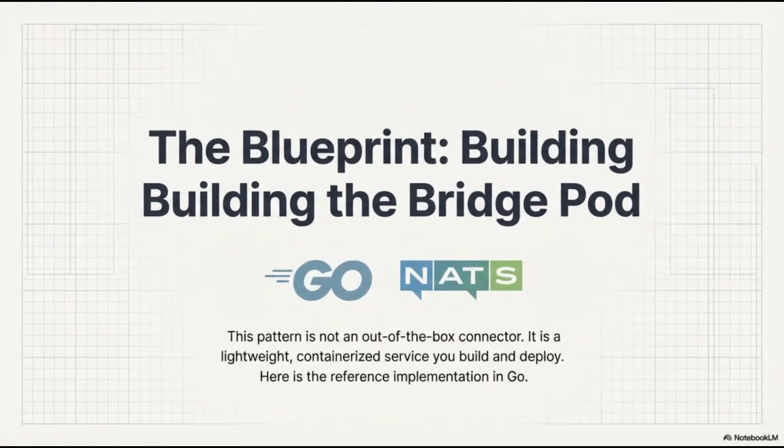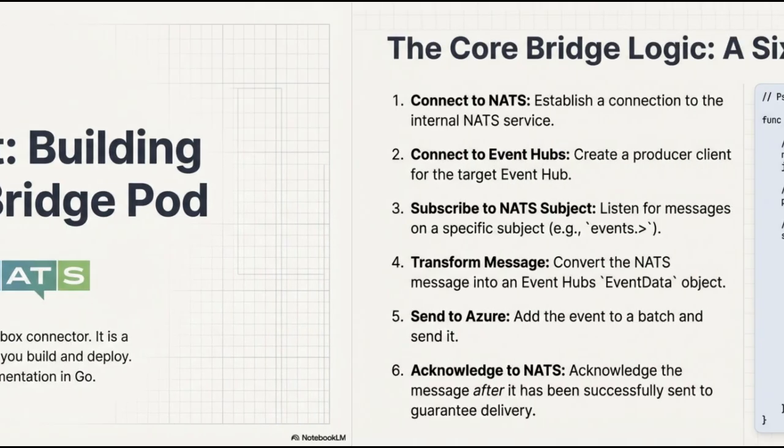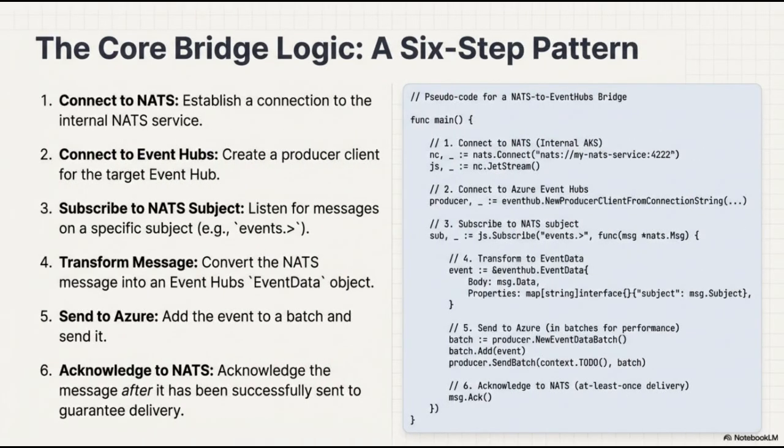The blueprint for building the bridge pod focuses on a lightweight, containerized service rather than an out-of-the-box connector. This approach requires you to build and deploy the service manually to ensure maximum flexibility within your architecture. Utilizing NATS as the core messaging technology, we have developed a reference implementation in Go to serve as the foundation for your deployment. The core logic of a message bridge can be understood through a consistent 6-step pattern. This example illustrates how to bridge an internal NATS service to Azure Event Hubs using a reliable at-least-once delivery model.